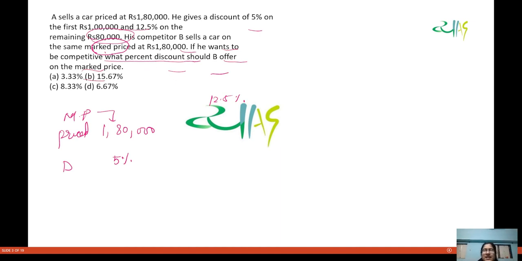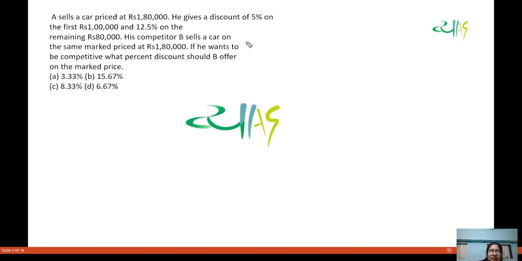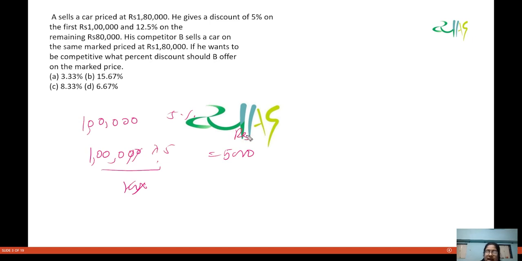So at least if he wants to be competitive, he should be able to give some percentage discount that is equal to A's. So let us find the amount of the discount. On rupees 1 lakh, he is giving how much discount? 5% discount. So what is 5% of 1 lakh? Obviously 5,000 rupees. And what is 12.5% of 80,000?